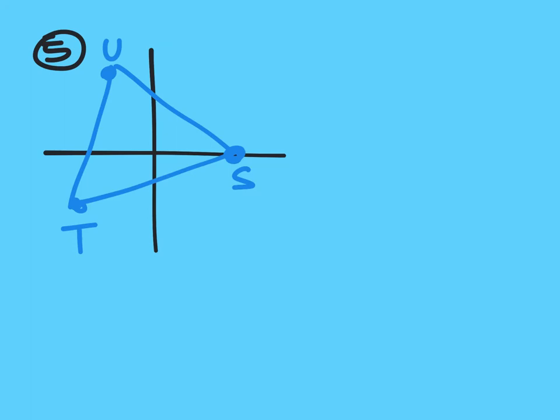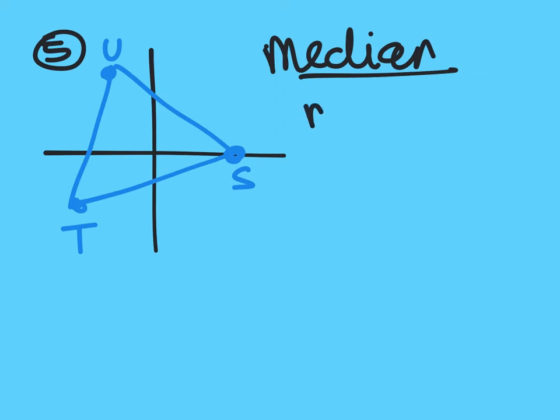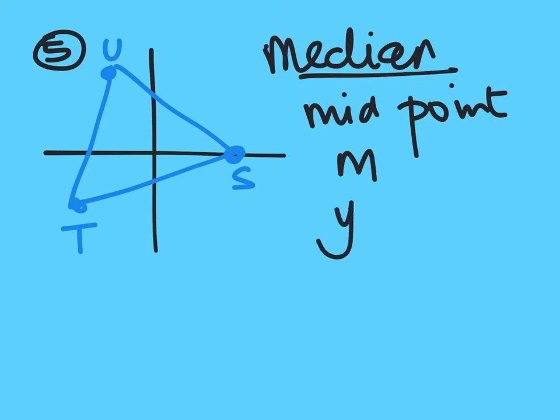Question 5. So the first one you have to work out is the median. So the median is where you find the midpoint. Then you find the gradient. And then you use the y minus b equals m(x minus a) formula. Okay, so median, midpoint first of all, then work out the gradient, then do the y minus b.